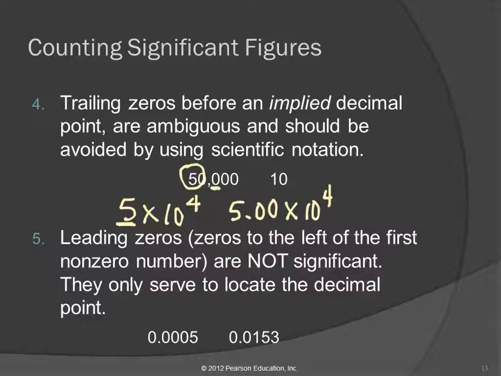And leading zeros are straightforward. Zeros to the left of the first non-zero digit are not significant. These are place-holding zeros. So they're just locating the decimal point. If we didn't write those zeros, would the number change? Yeah. 0.0005 would become 5. Those are not the same. Are those zeros important? Yes, they're very important.